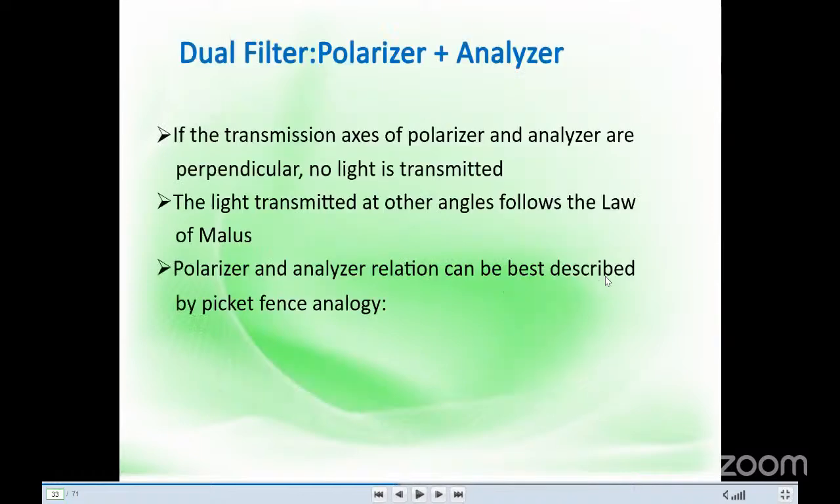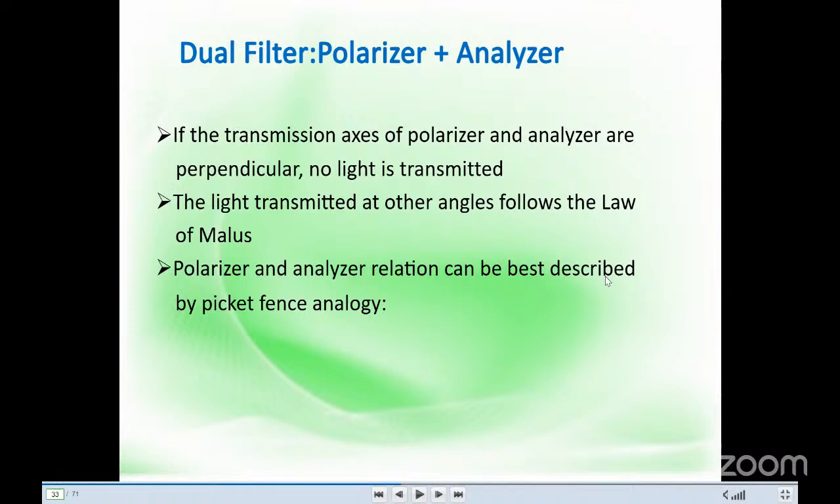With dual filters, the polarizer and analyzer: if the transmission axes of the polarizer and analyzer are perpendicular, then no light is transmitted. When the polarizer and analyzer are perpendicular, no light is transmitted. The light transmitted at other angles follows the law of Malus.